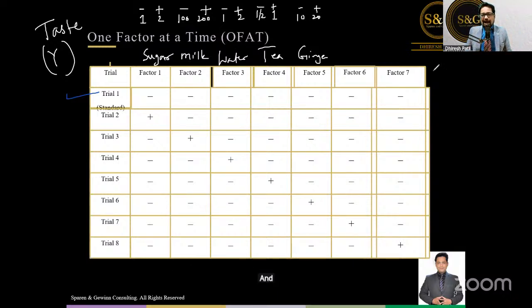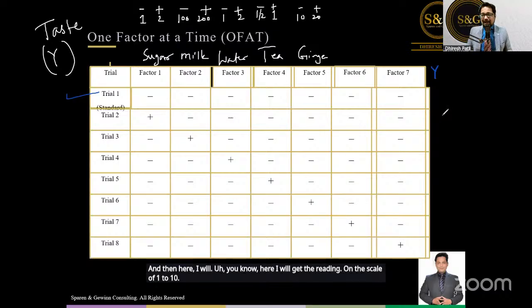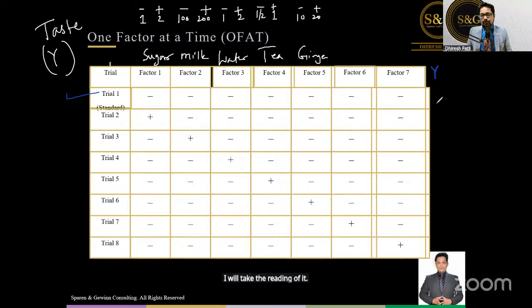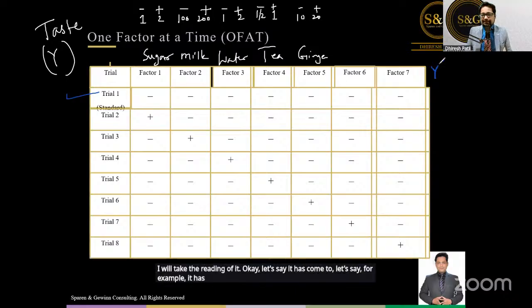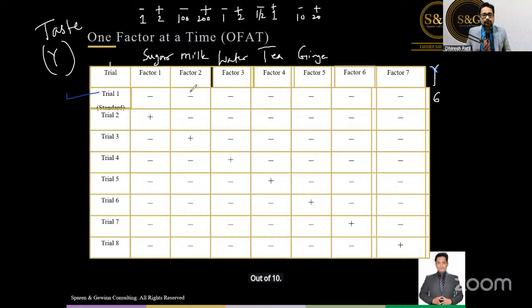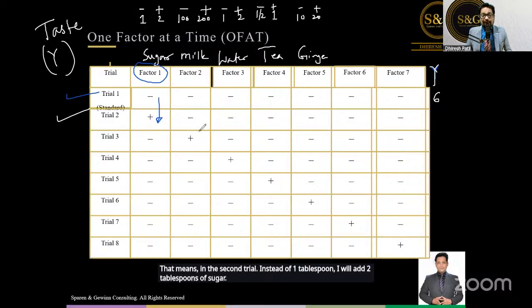And then here I will get the reading. On the scale of 1 to 10, I will take the reading of it. Let's say, for example, it has come to 6 out of 10. Now the next trial what I'll do, I will just change one factor at a time. That means I will take the first factor and from lower side, I will change it to higher side. That means in the second trial, instead of 1 tablespoon, I will add 2 tablespoons of sugar. Rest all the factors, I will keep them on the lower side only.